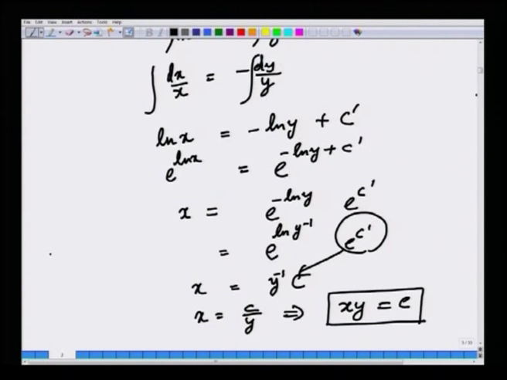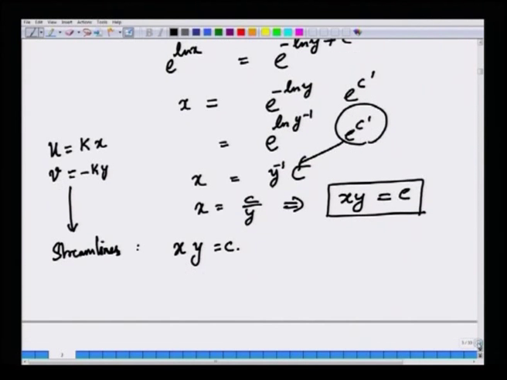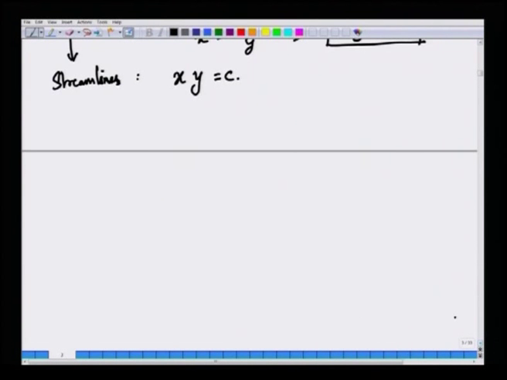So, if I have this velocity profile, u is kx and v is minus ky, then the equation describing the streamlines is given by xy is a constant. If you understand what this means, if I plot in x, y coordinates, I will get a hyperbolic kind of behavior.